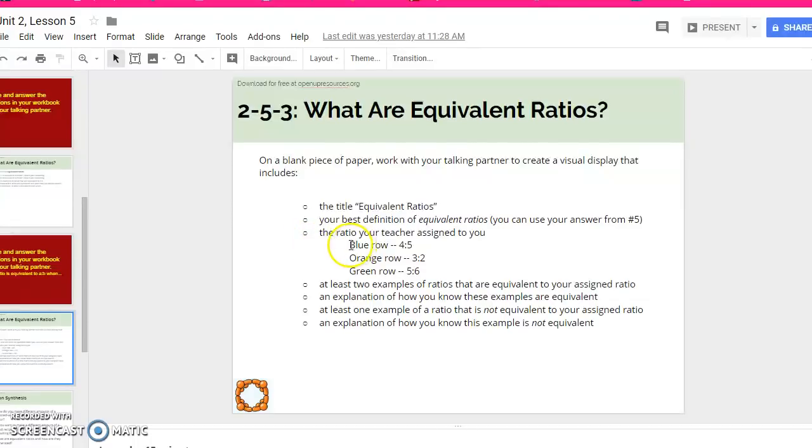And then I am assigning you a ratio to use as an example. So if you are in the blue row, you're going to use 4 to 5. If you're in the orange row, you're going to use 3 to 2. Green row, 5 to 6. So make sure you write that down before you close out of the video. Okay, thanks. And then at least 2 examples of ratios that are equivalent to your ratio, an explanation of how you know these examples are equivalent, and then at least 1 example of a ratio that is not equivalent to your ratio, and an explanation of how you know it is not equivalent. So you're going to make your poster. You're going to put both you and your talking partner's names on it, and then you're going to turn it in.